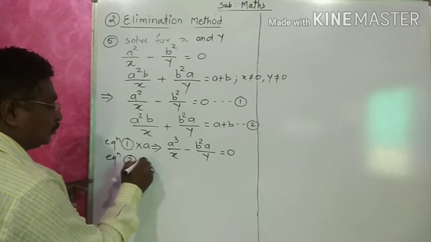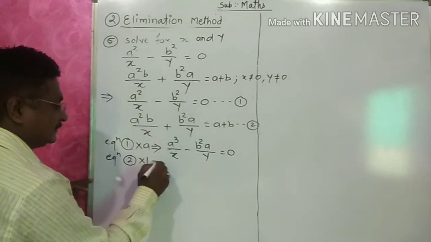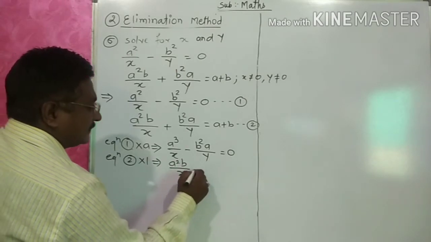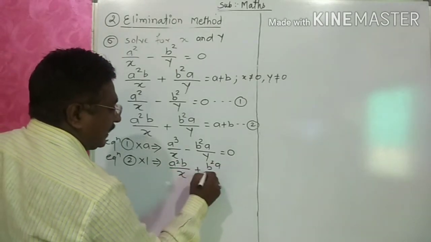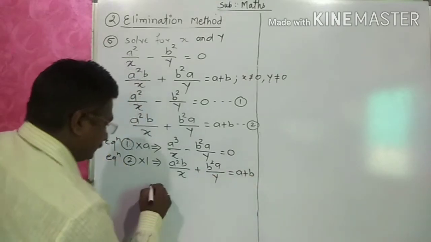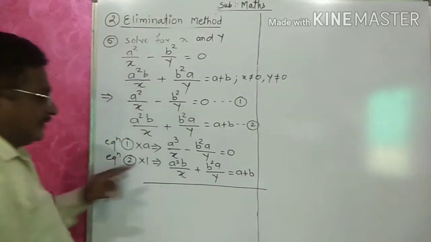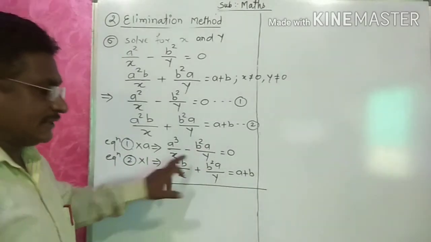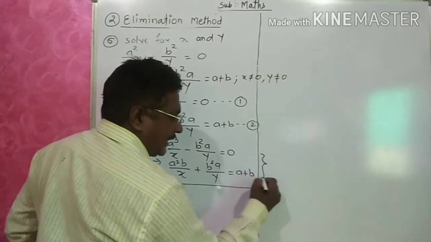Now equation 2 has to be kept as it is. So what we get: a square b by x plus b square a by y equals a plus b. Now see here, the same term is there, and here the opposite sign. So what has to be done? Addition.